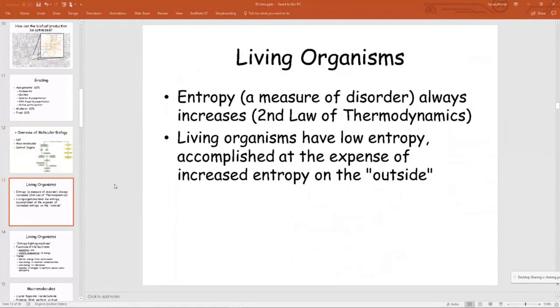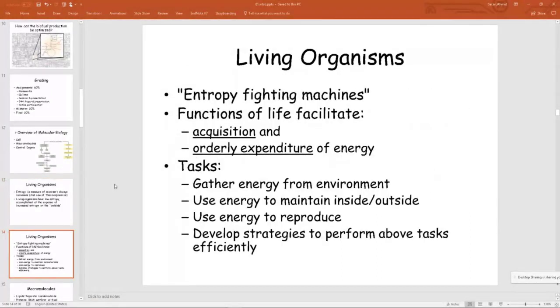So living organisms are entropy-fighting machines in a way. All right. So entropy, which is a measure of disorder, always increases based on the second law of thermodynamics. Living organisms, on the other hand, are very orderly, right? They accomplish this at the expense of increasing the entropy on the outside. So how do they do that? The functions of life facilitate acquisition and orderly expenditure of energy.